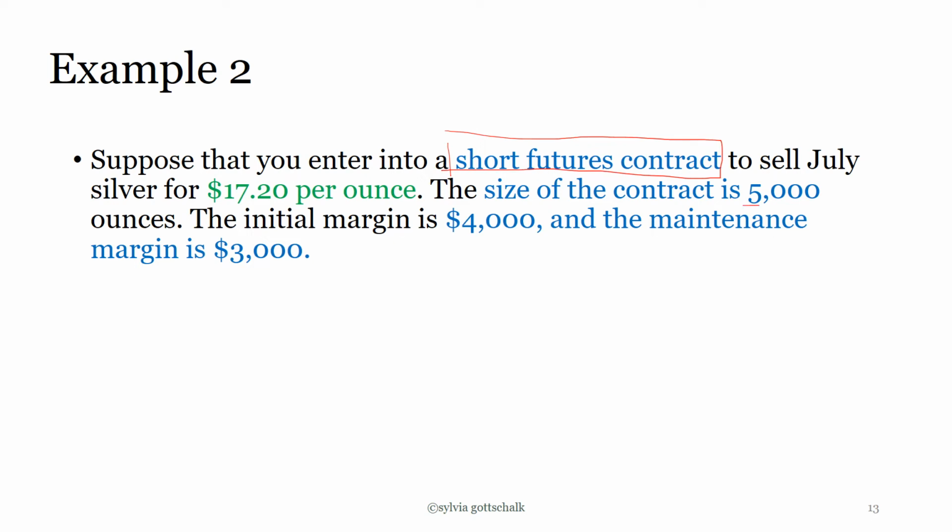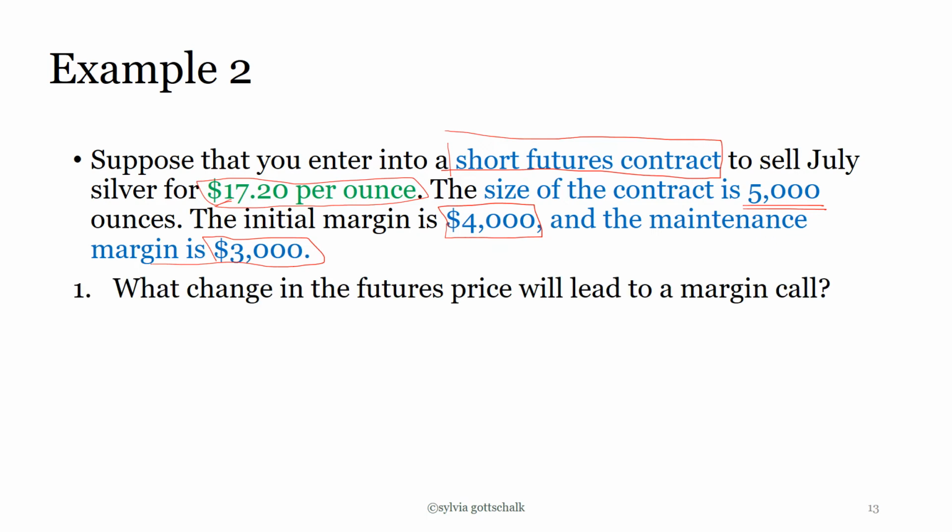The size of the contract is 5,000 ounces. You have a balance at day 0 of 4,000, and it says here that the maintenance margin is 3,000. So that's something new, and we're going to see what it means in a minute. Before that, you see in green the relevant price at day 0. And you have the two questions.